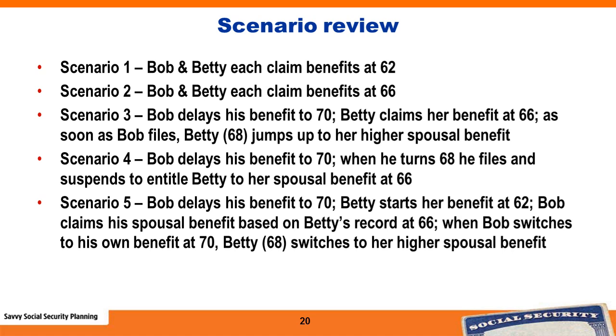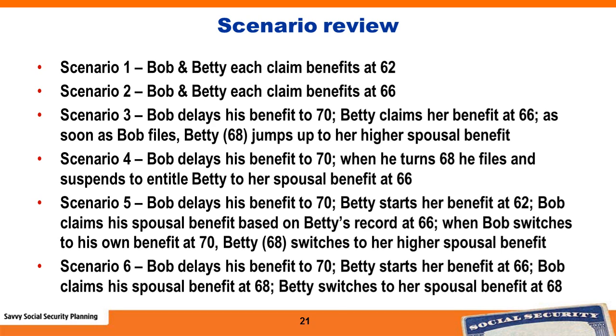In scenario 5, Bob again delays his benefit to 70. Betty starts her benefit at 62. Because Betty is receiving her benefit when Bob turns 66, he restricts his application to his spousal benefit and receives 1/2 of Betty's PIA for 4 years until he turns 70. When he files for his own benefit at 70, Betty, who will now be 68, switches to her higher spousal benefit.